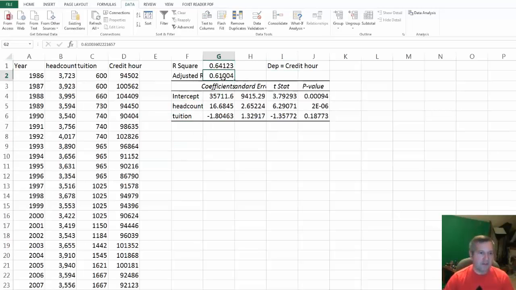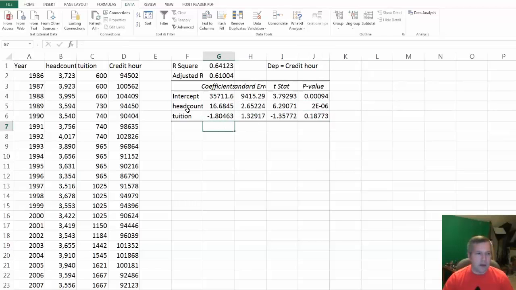Dependent is credit hour production, and here's my couple independent variables. 64. That's pretty good. Explaining how many credit hours students are taking just based on how many students are there and the amount of tuition. I would assume that the more students there are, the more total credits that were taken at LSUS, and that's positive and significant.